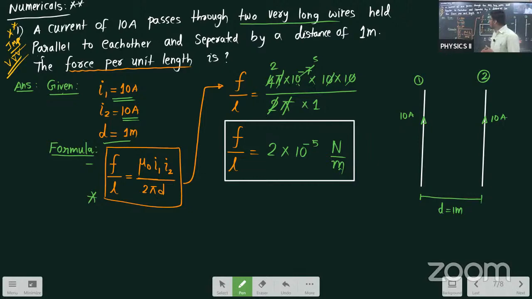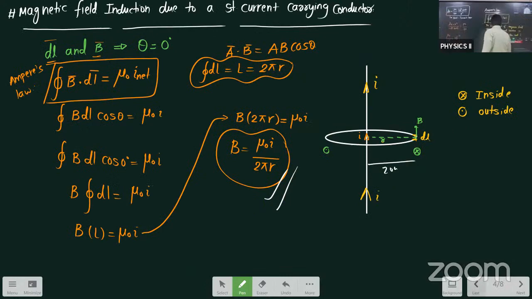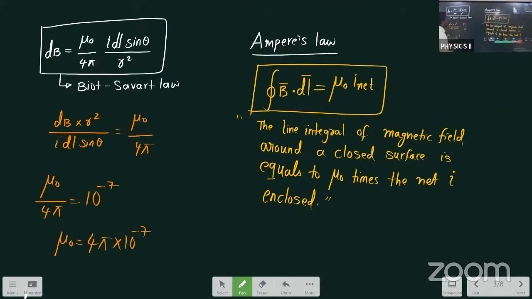Okay. So I hope you understood today's class. What are the things that we have discussed in today's class? We started with the formula for the Biot-Savart law. Based on the Biot-Savart law, we discussed one application: whenever a current flows in a circular loop, the magnetic field at the center is given as B = μ0 I / 2R.